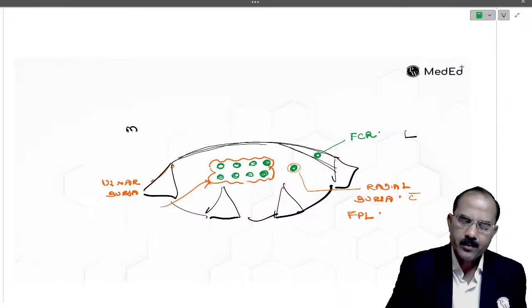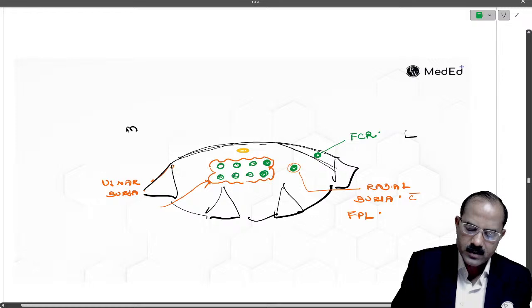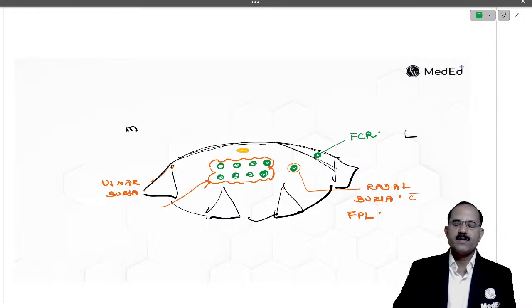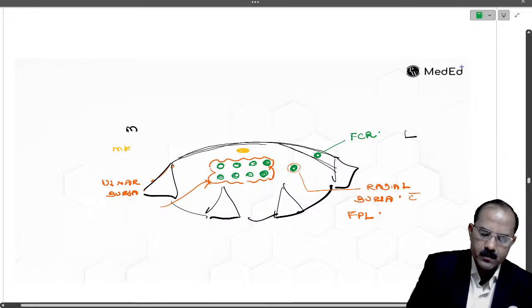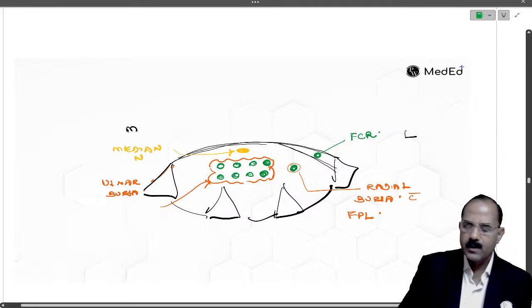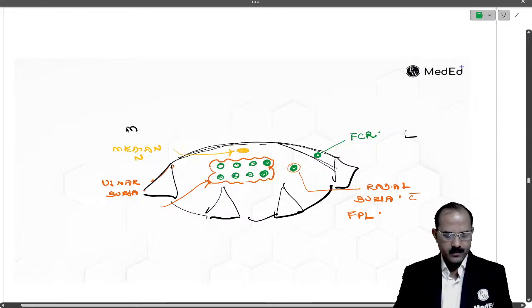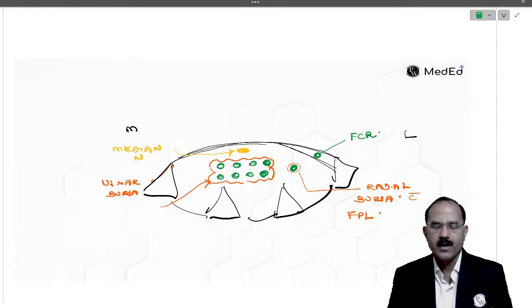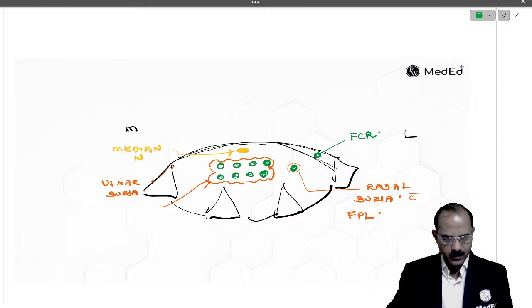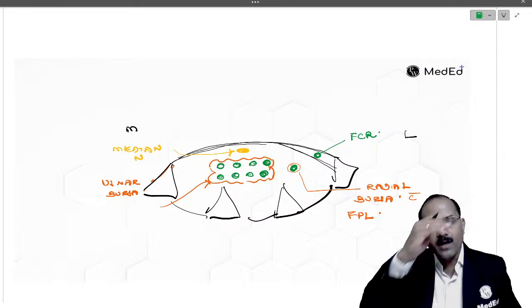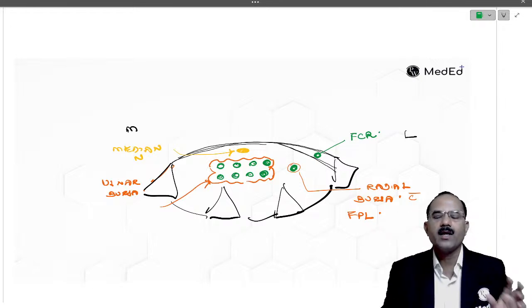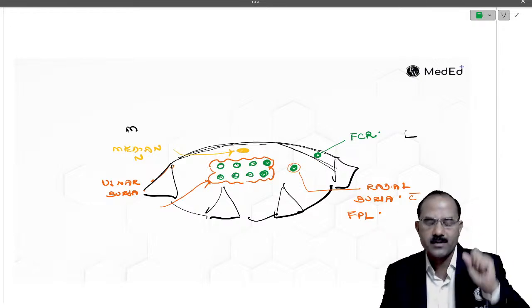Okay, and now you tell me, what is this structure here? What is this nerve here? Can anyone tell me? That's the median nerve, right? So the median nerve lies between what and what? The median nerve lies between the ulnar bursa and the flexor retinaculum.